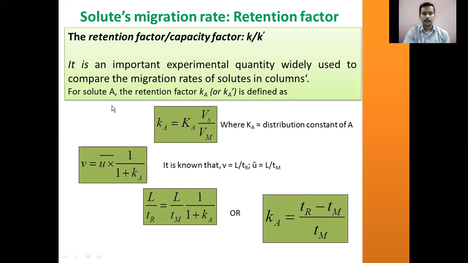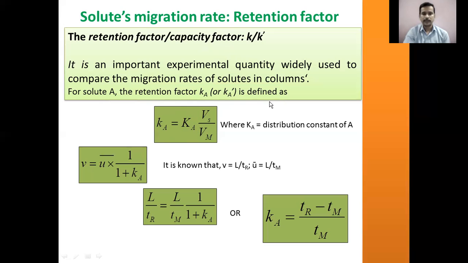So this retention factor, capacity factor, is a solute characteristic, as I told you earlier. If we assume solute A, there is only one kind of solute present in a typical sample which you are going to subject to the separation process. The retention factor or capacity factor for that particular solute A will be denoted by ka or ka dash. Capital KA means this is the partition coefficient for solute A. Small ka means it is the capacity factor or retention factor for solute A.